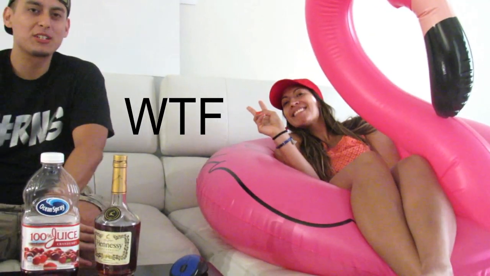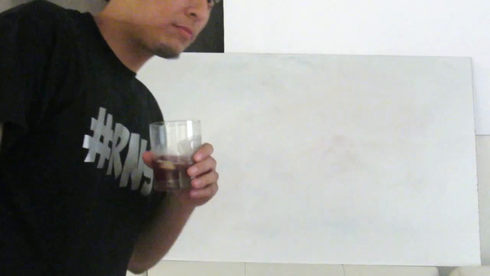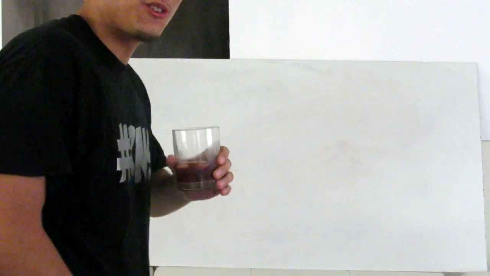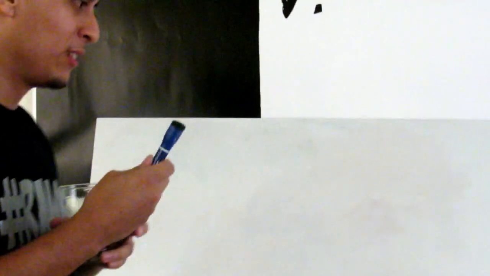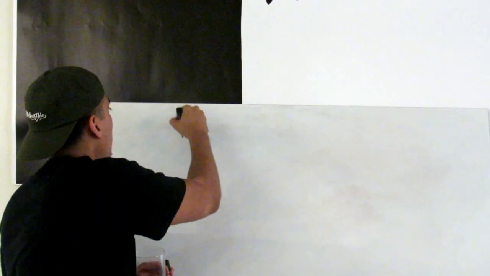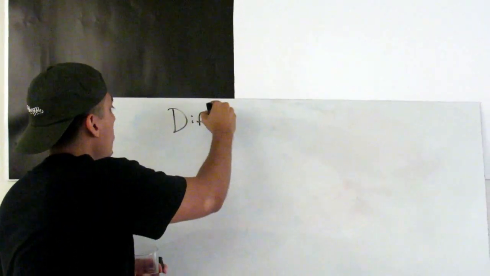I'm here with Olivia again. She's going to be breaking down all the questions. So let's get straight to it. Alright, so we're going to finish this drink, and then we're going to start working on our first problem. Olivia, you want to help me out? Yeah. First problem is differentiate y equals sine of 5x.